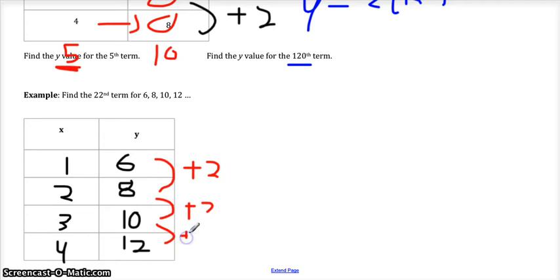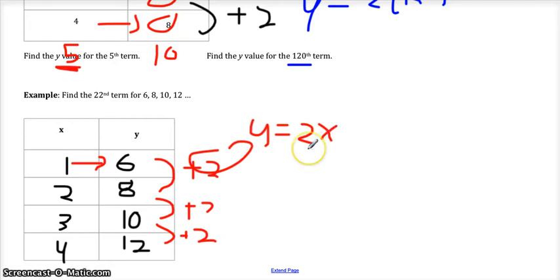But if you try to go across, you could say times 6, but 2 times 6 isn't going to get you to 8. So here's our clue. This is a 2. It's going to be y equals 2x. So now we can go back and think 2 times the 1 for the x.